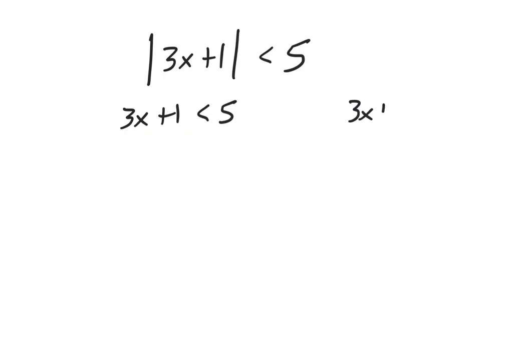And then the second one, okay, make sure you don't do anything with the 3x plus 1. The 3x plus 1 stays exactly the same both times. The only thing that changes is my sign, and this becomes a negative 5 instead of a positive 5. And because my original symbol is a less than symbol, then this is once again an and. So whether it's less than or equal to, we always use and every time.